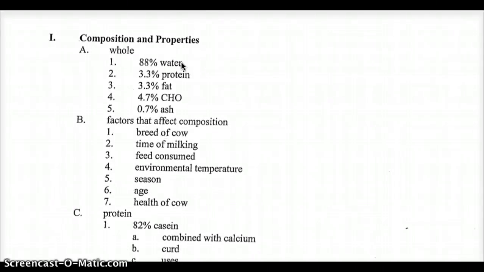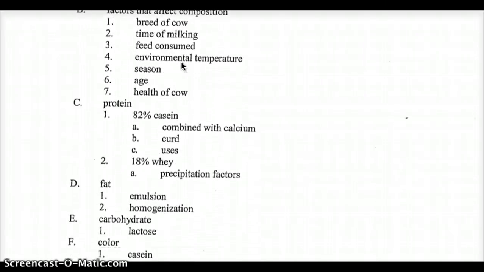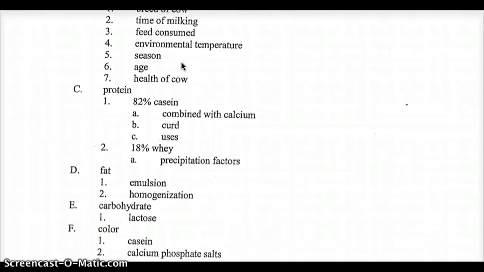Protein is 82% casein, combined with calcium to form curd, and 18% whey, with precipitation factors. Know what casein and whey are, that'll be a test question.